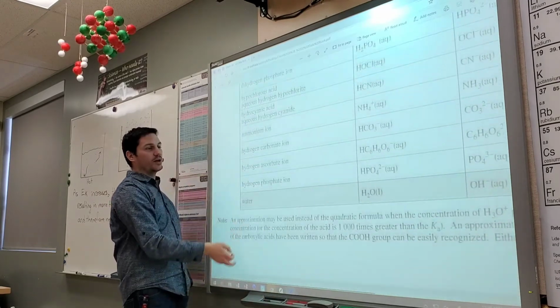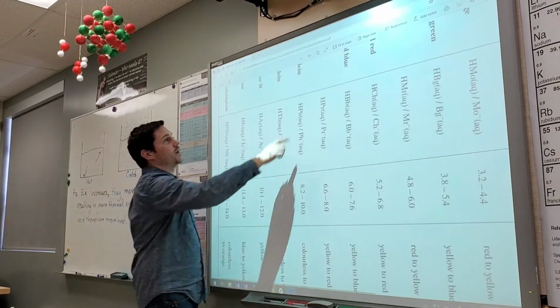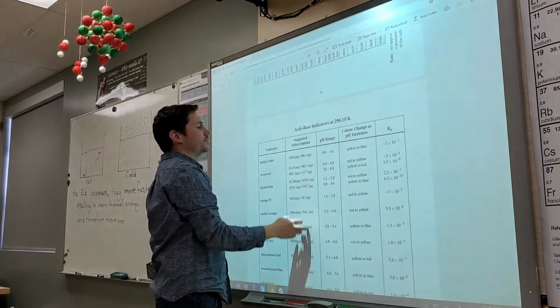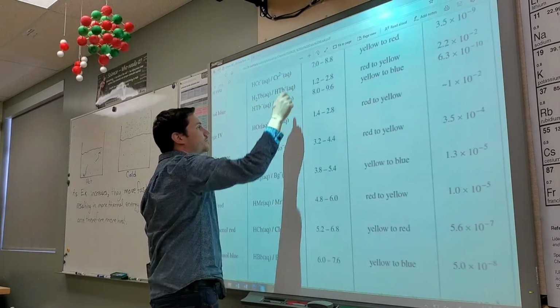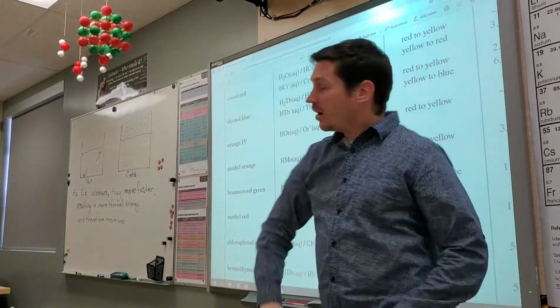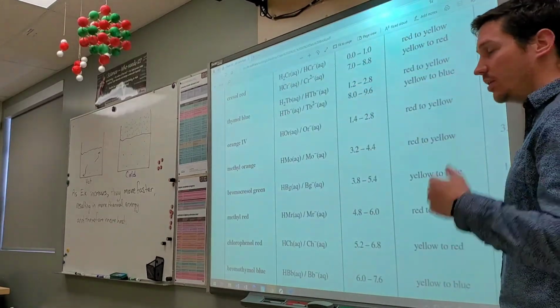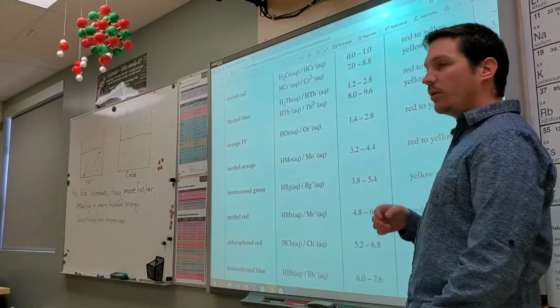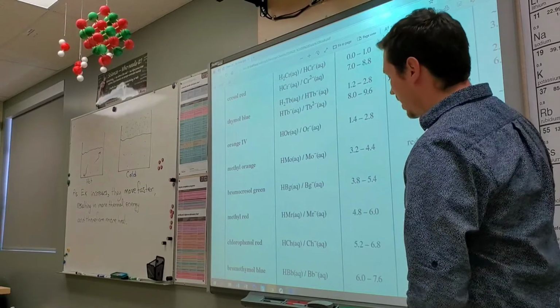Okay? Now, I'm adding carbonic acid, and let's look at bromothymol blue. Let's look at bromothymol blue on your data booklet. 1, 2, 3. There we go. So we're looking at our table of acids and bases. And do you see bromothymol blue on here? Yep. Yeah, bromothymol blue.